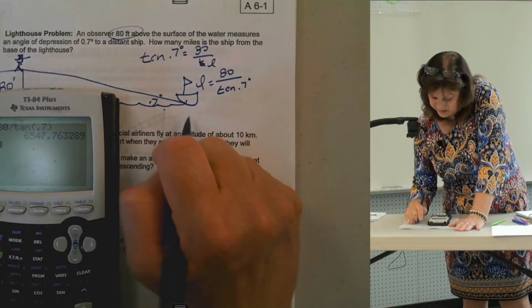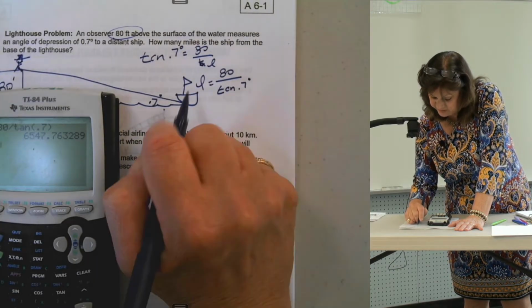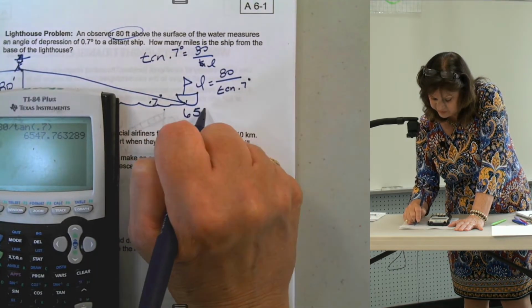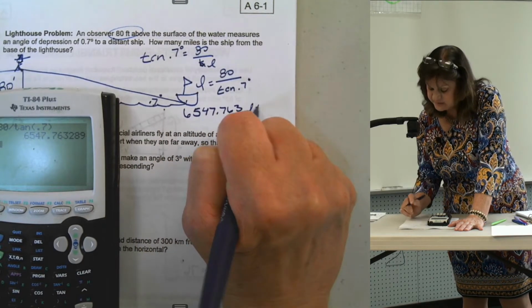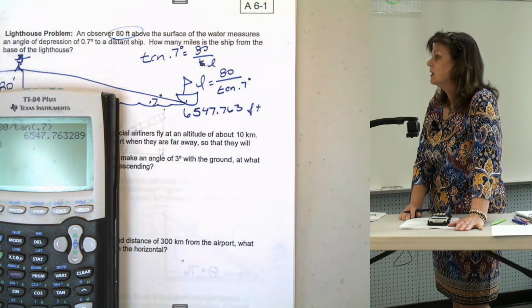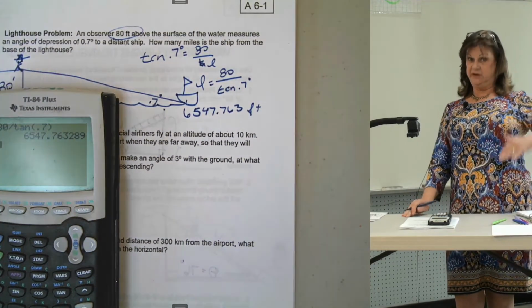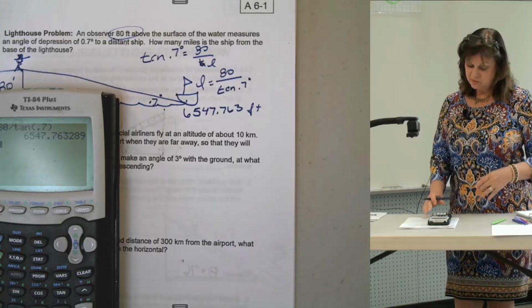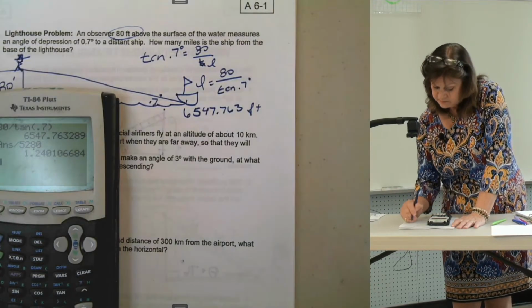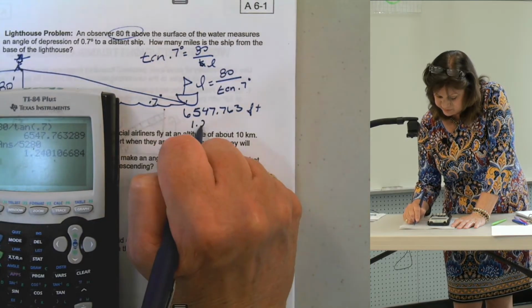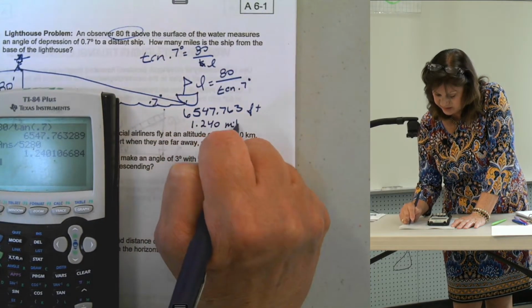I know that, again, we're in feet. We are 6,547.763 feet away, because we started in feet. He was 80 feet above the water. So we're just going to divide this by 5,280, and we get 1.240 miles away.